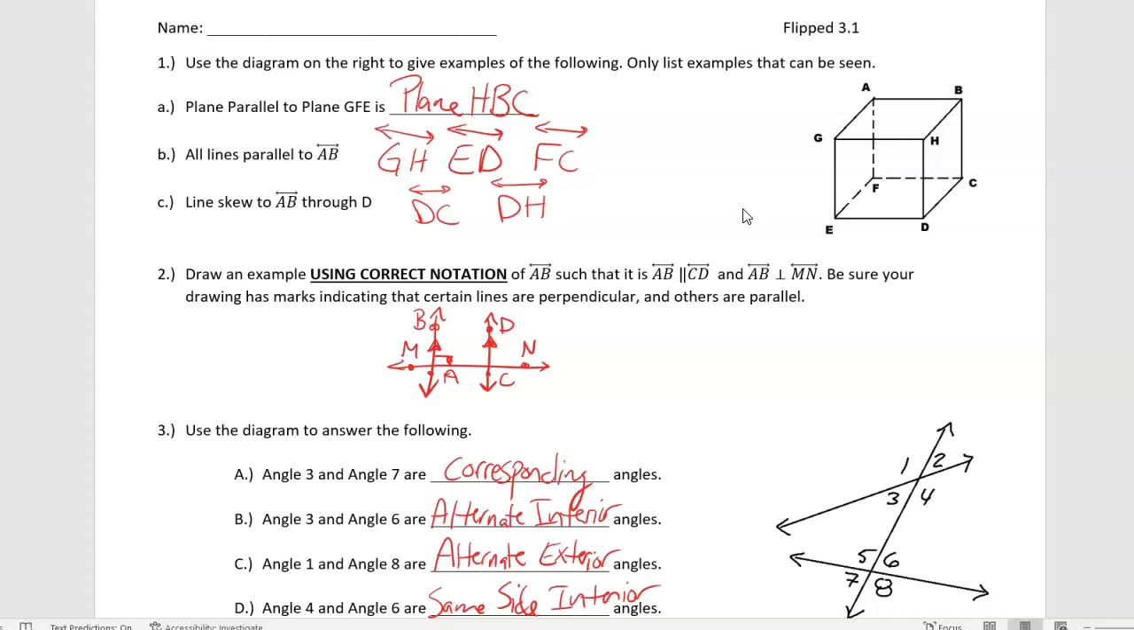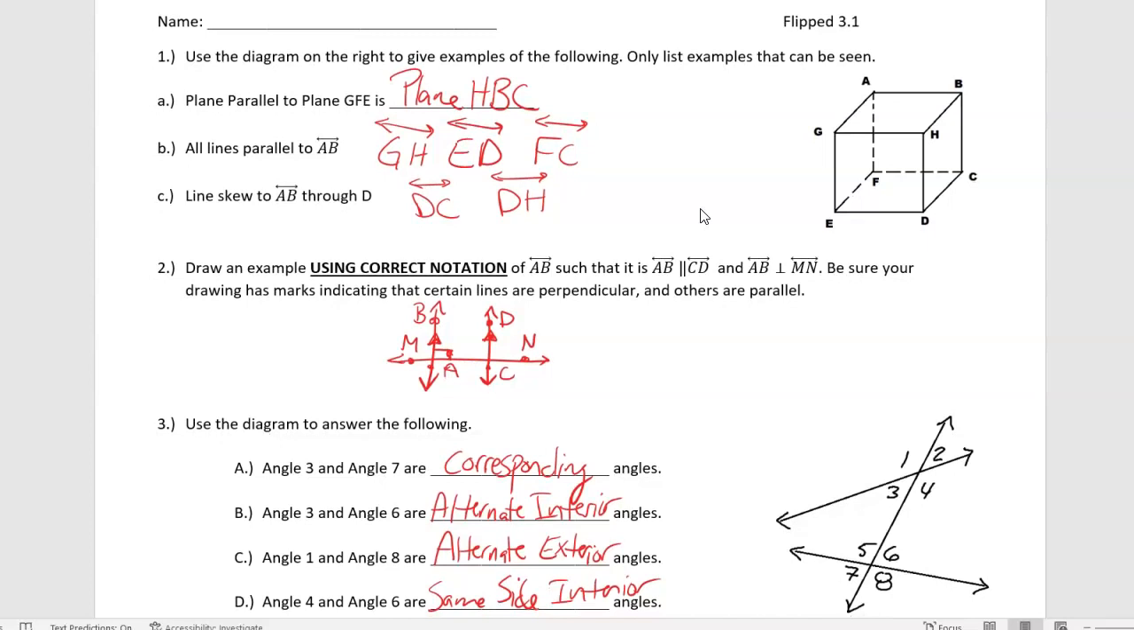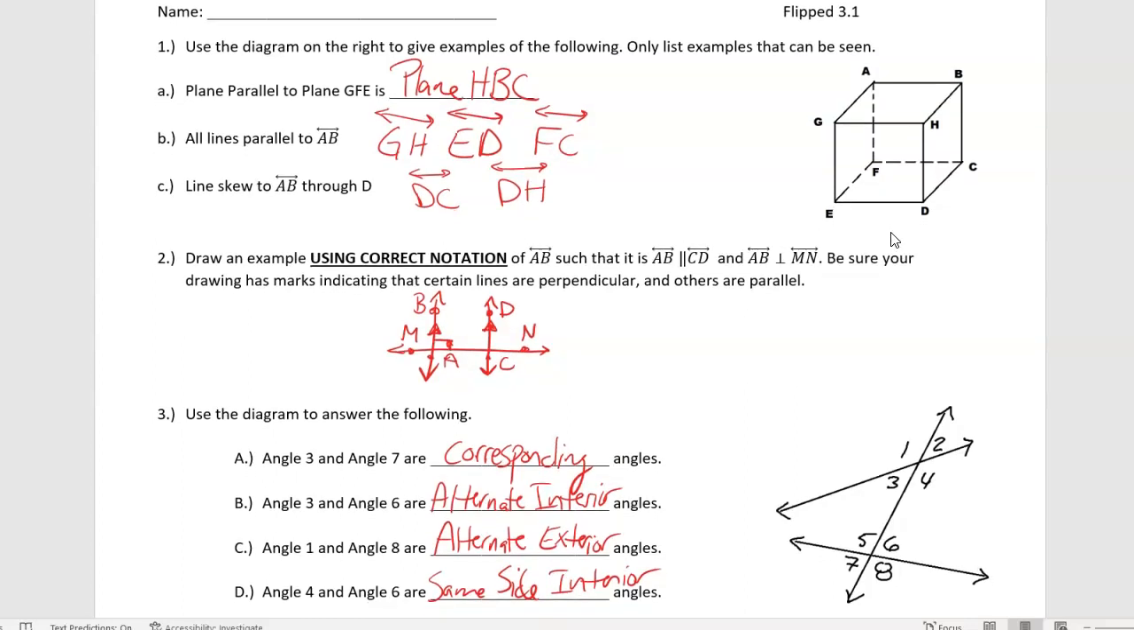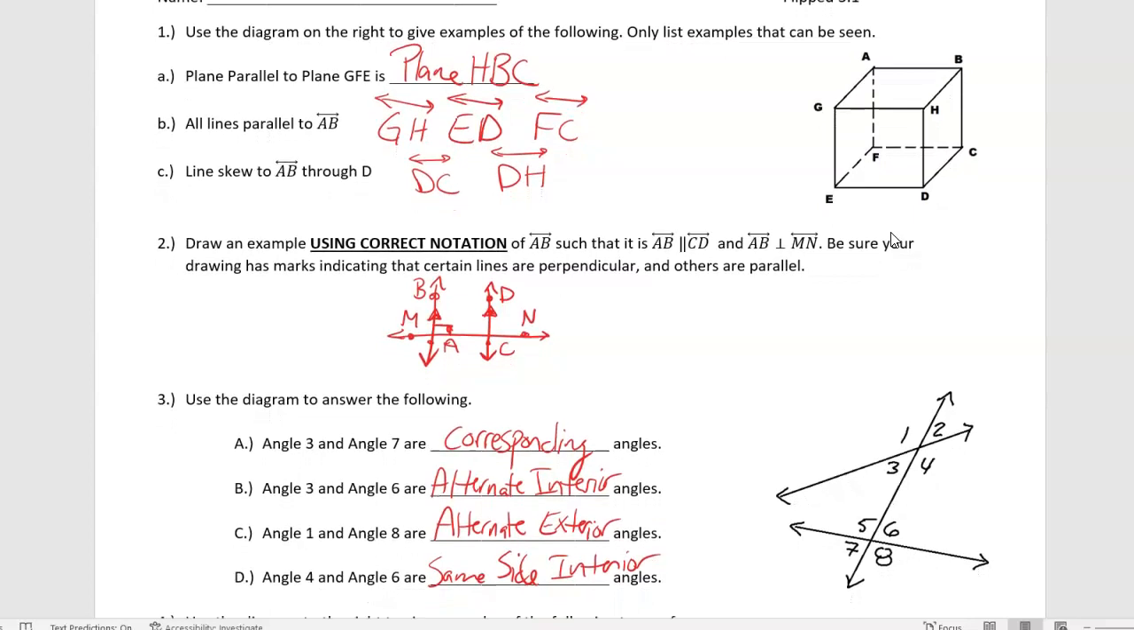I wasn't looking at something like DF, but you can see that DC and DH are both going to be lines that don't intersect AB, but are not parallel to it. Okay, non-coplanar lines that don't intersect. As I said, there are many other ones. If you are looking at lines that aren't drawn, for example, DF would be one of them. I think DG would be another one that would be skew to AB through D, but I was just running with the ones that can be seen, as it says in the instructions.